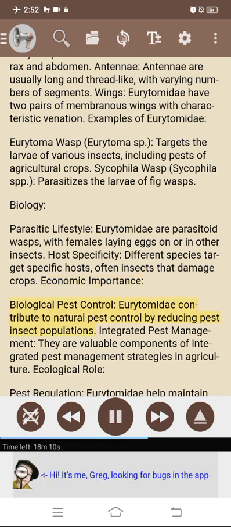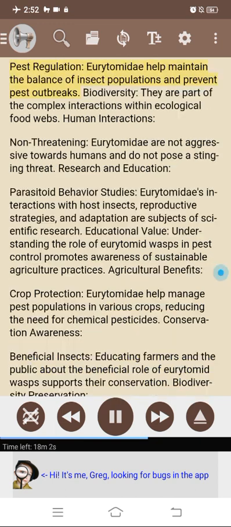Urotomedy contributes to natural pest control by reducing pest insect populations. Integrated pest management. They are valuable components of integrated pest management strategies in agriculture. Ecological role. Pest regulation. Urotomedy help maintain balance of insect populations and prevent pest outbreaks. Biodiversity. They are part of the complex interactions within ecological food webs.